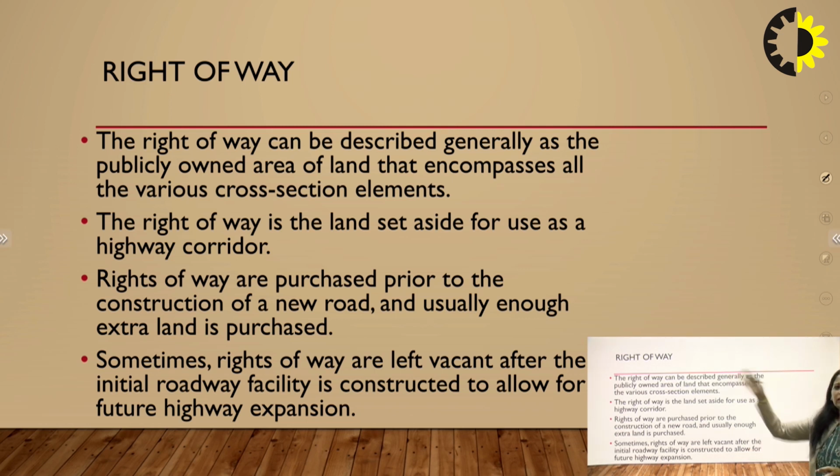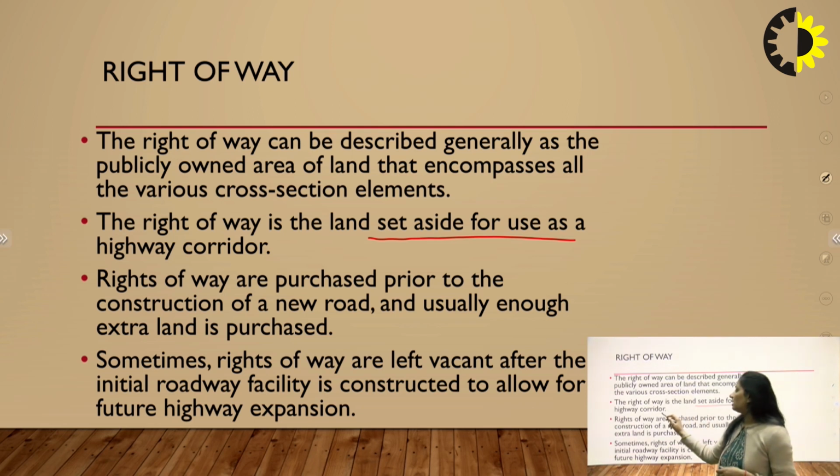The right of way. We have been discussing this right of way from the start of this lecture. Again, we can define it in simple words. The right of way can be described generally as the publicly owned area of land that encompasses all the various cross-sectional elements of a highway. The right of way is the land set aside for use as a highway corridor.